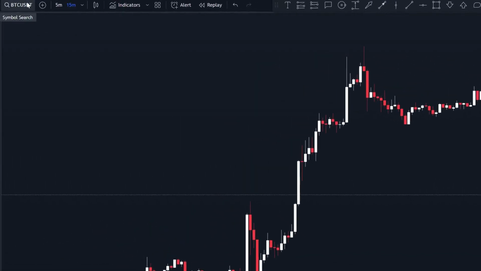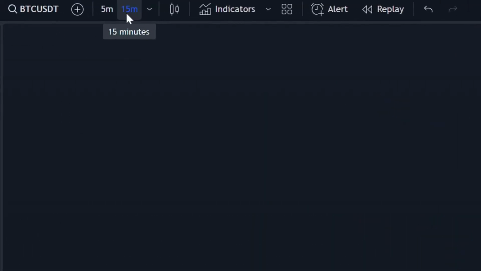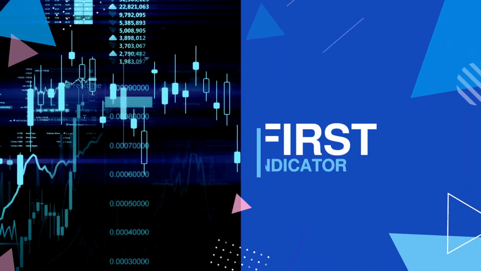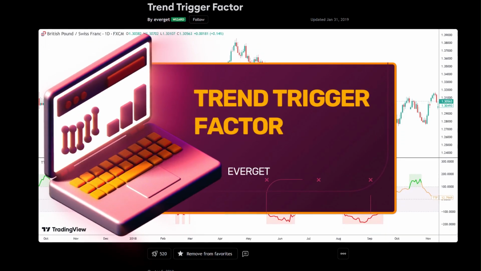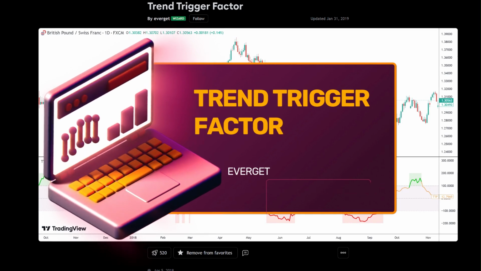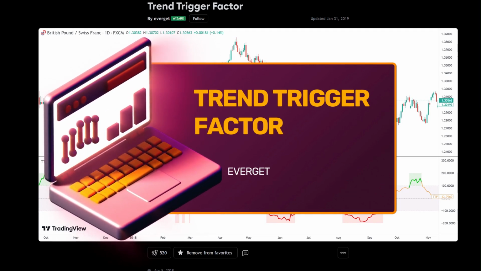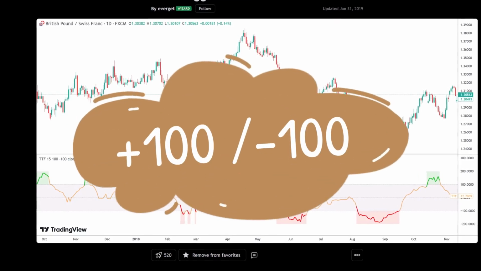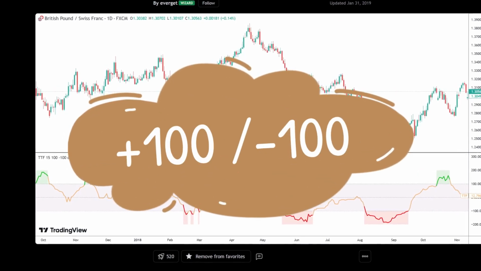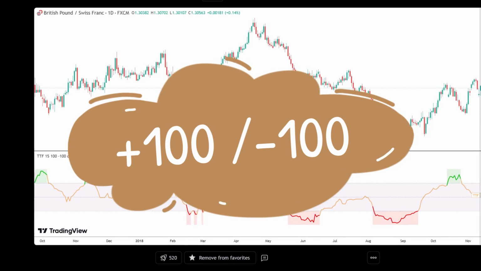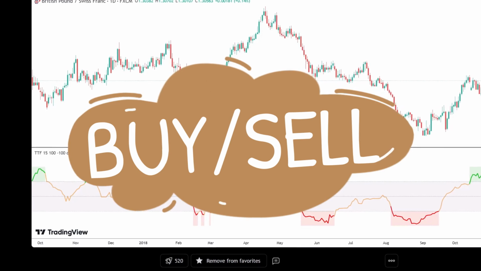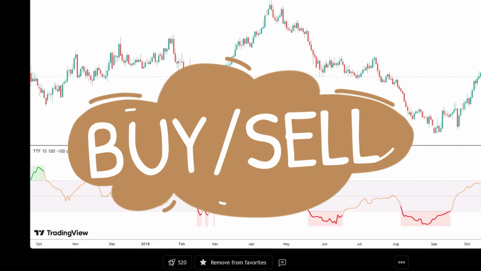Alright, let's get started. Head over to TradingView and grab a 15-minute Bitcoin chart. We're going to add a nifty little tool called the Trend Trigger Factor. Think of it like a supercharged version of the relative strength index. It's plotted and scaled with key levels at plus 100 and minus 100. When the indicator crosses these levels, it signals potential trade entries. It's a great way to identify when the market's momentum is shifting.